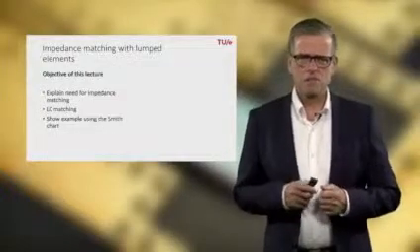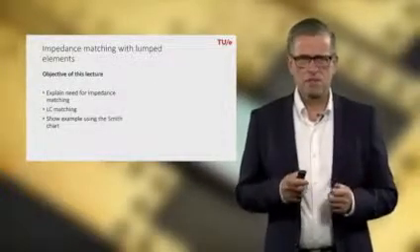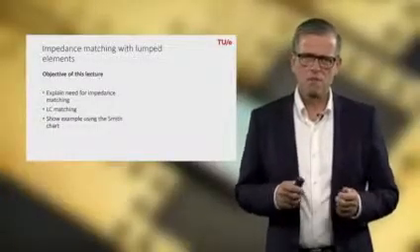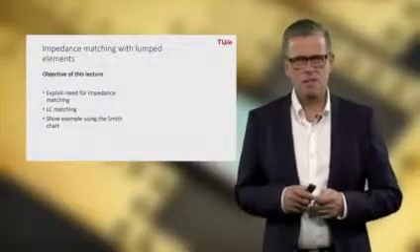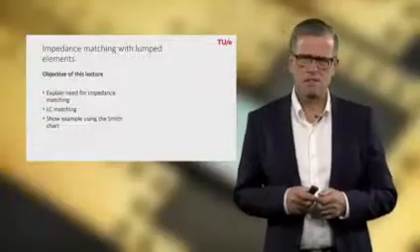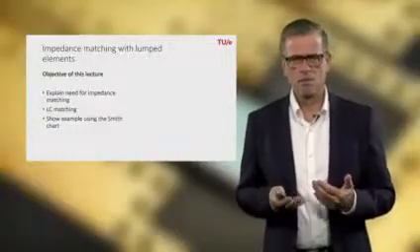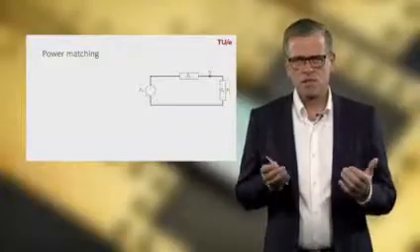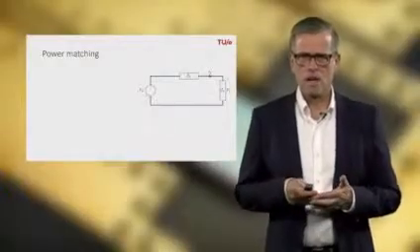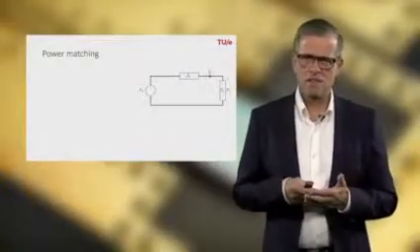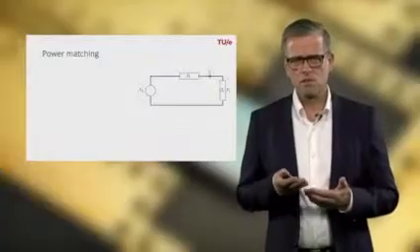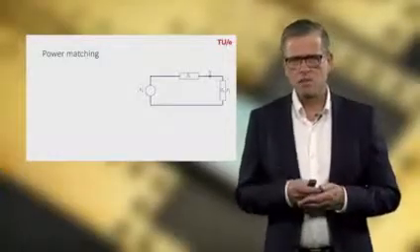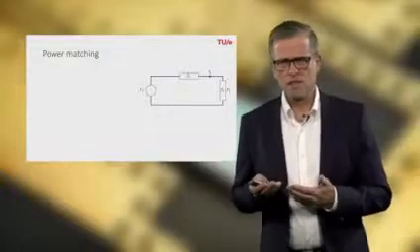The objective of this particular lecture is to first explain in more detail the need for impedance matching. Then we're going to talk about LC matching using inductors and capacitors, and we're going to show an example using the Smith chart. Now first let us consider this very simple circuit where ZS could represent the source impedance of a power amplifier, and ZL could correspond to an antenna.